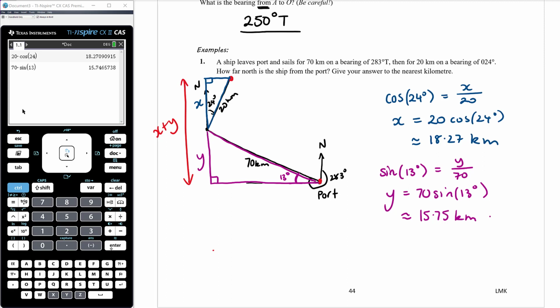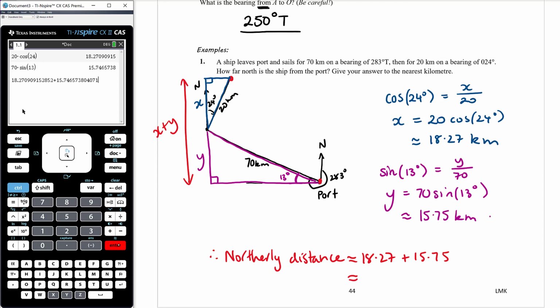Okay, and so therefore our total northerly distance is 18.27 plus 15.75. Let's add those nice exact values together with our CAS. And then once we've done that, round off to the nearest kilometre. So it is approximately 34 kilometres. This doesn't seem far enough to me. Oh yeah, 34 kilometres. Let's just have a think about the reasonableness of our answer before we move on.